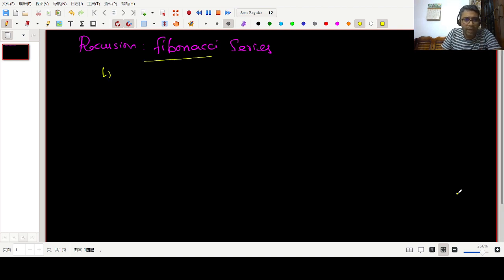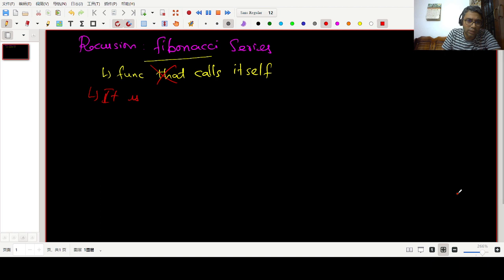Normally they would have defined recursion as a function that calls itself. It's a wrong definition. A function will never call itself. The actual definition is it is a function that calls a copy of the function.